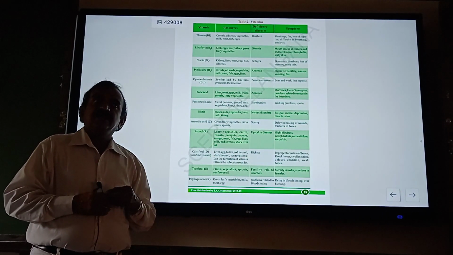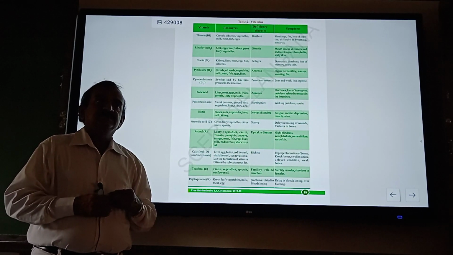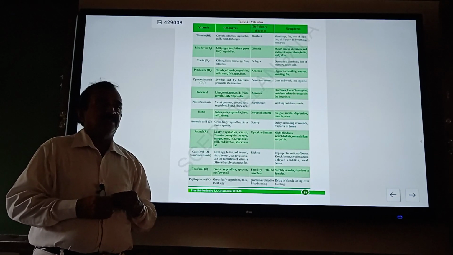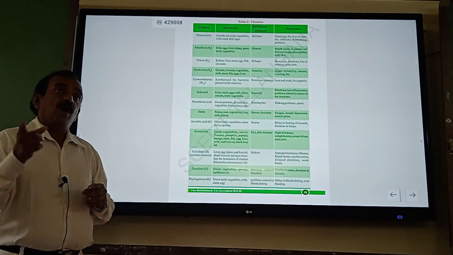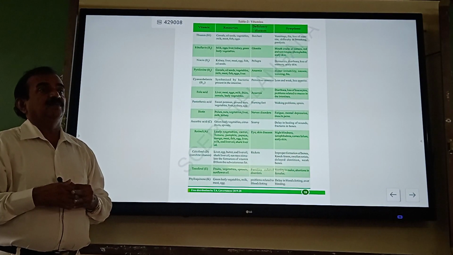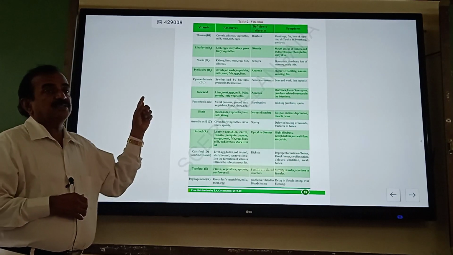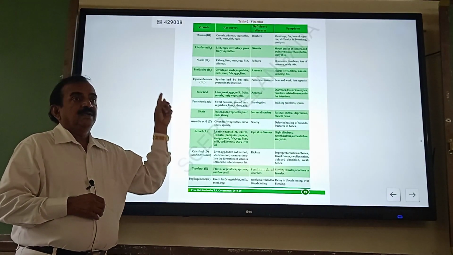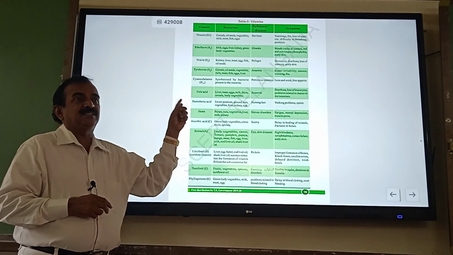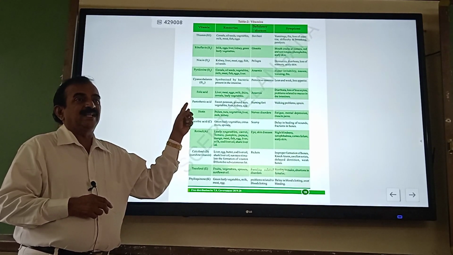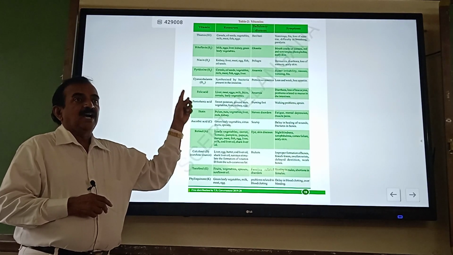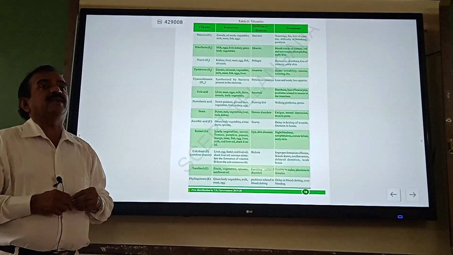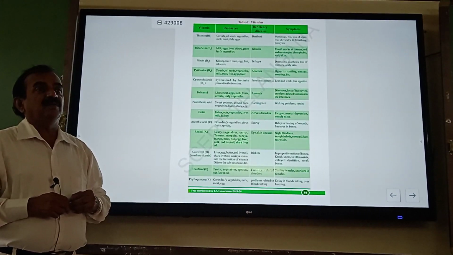And these vitamins are organic substances, and they are called micronutrients. Vitamins are classified into two categories: water soluble and fat soluble. What soluble vitamins are there here? B1, B2, B3, B6, B12, folic acid, pantothenic acid, biotin, ascorbic acid. Up to that, all of them are dissolved in water. They are called water soluble vitamins.